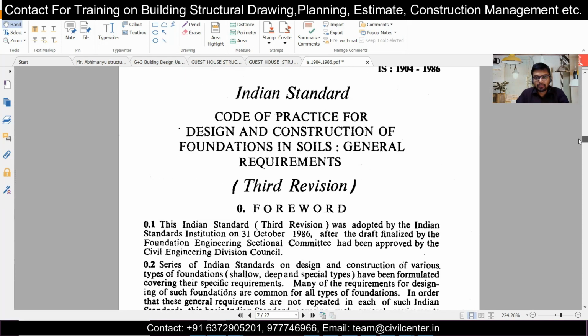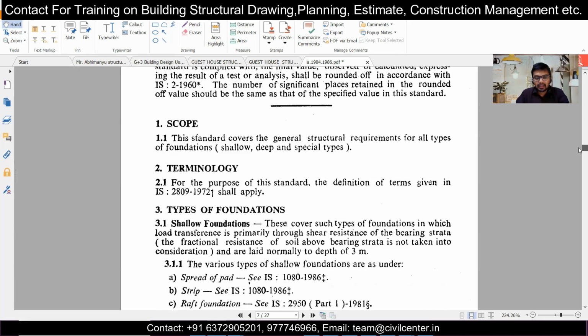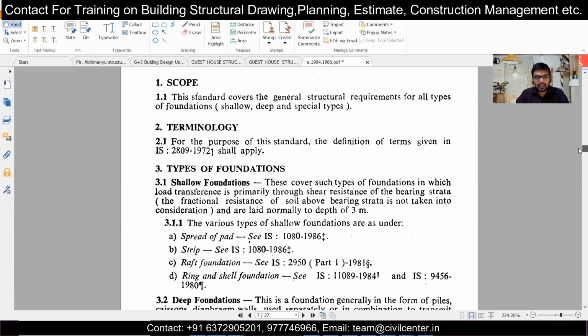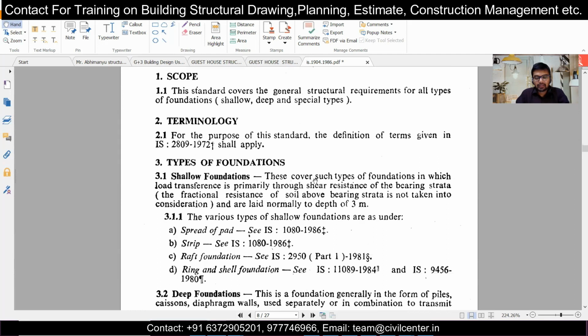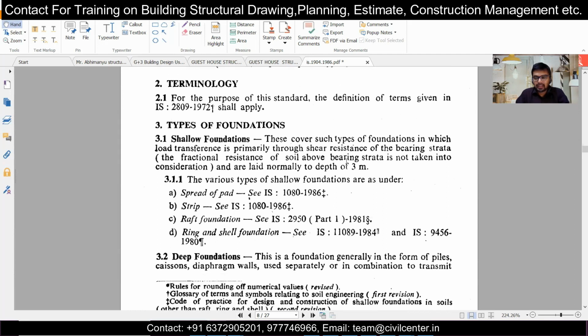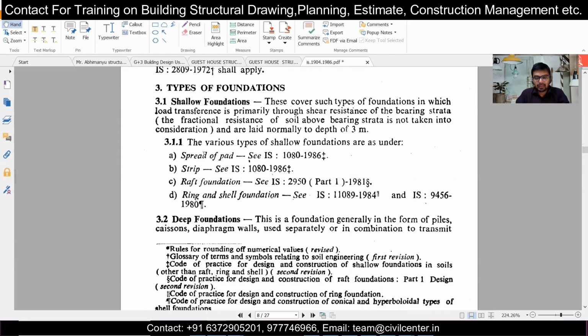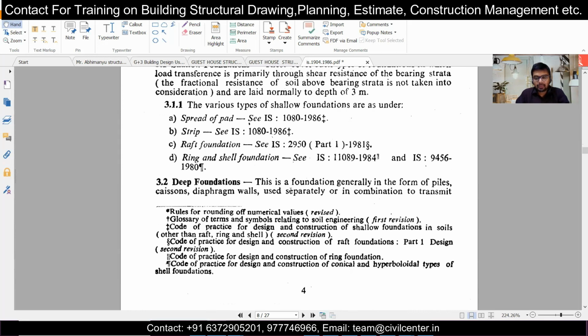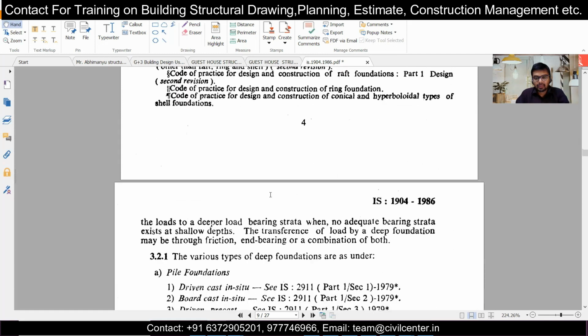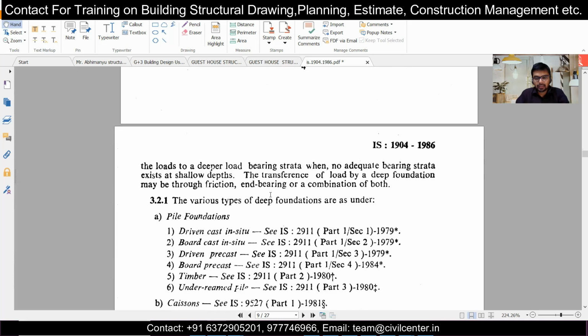The general requirements: the code was first written in 1986, and you can find the terminology and the types of foundation here. For types of foundation, we have the shallow foundation, which is laid up to a depth of 3 meters, and we already know about shallow foundations. You have the pad, that is the isolated footing, strip, and raft, and then the ring and shell foundation, which is a little uncommon and not much used. The deep foundation comes in the form of piles, diaphragm walls, and caissons. It's mostly piles which are used for deep foundations.